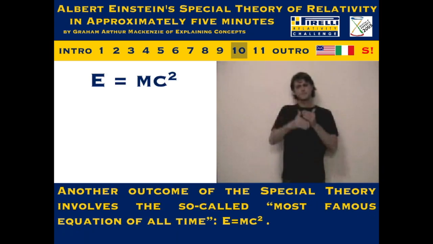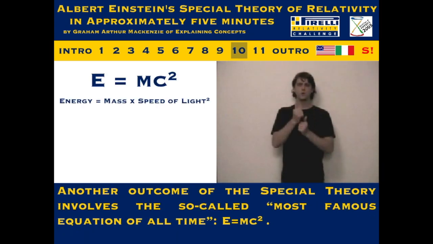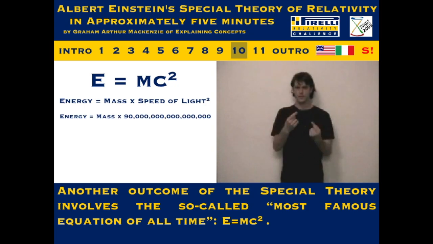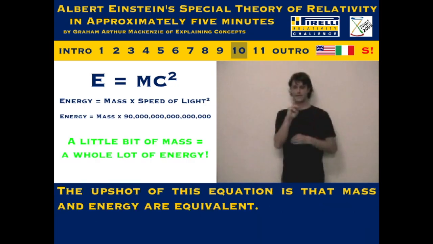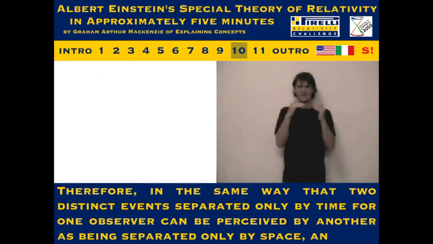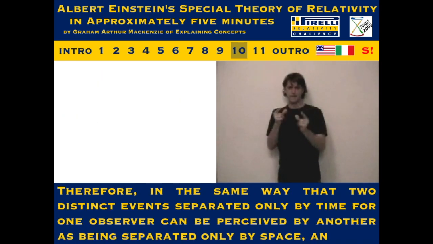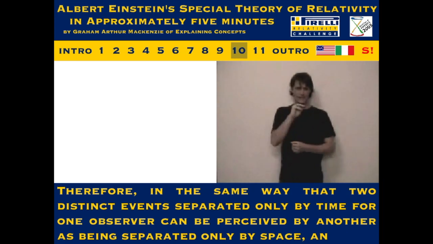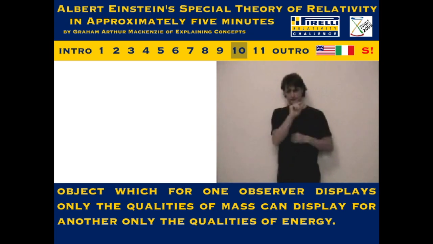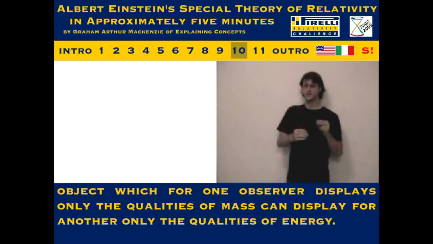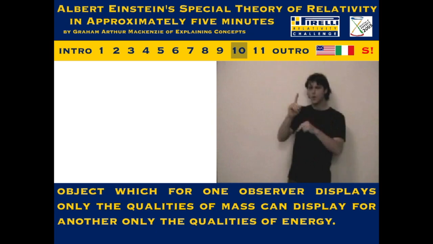Another outcome of the special theory involves the so-called most famous equation of all time, E = mc squared. The upshot of this equation is that mass and energy are equivalent. Therefore, in the same way that two distinct events separated only by time for one observer can be perceived by another as being separated only by space, an object which for one observer displays only the qualities of mass can display for another only the qualities of energy.